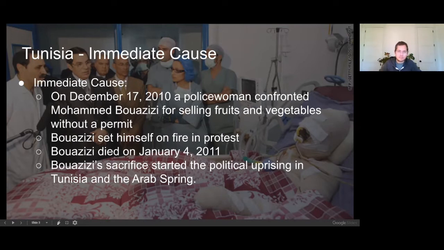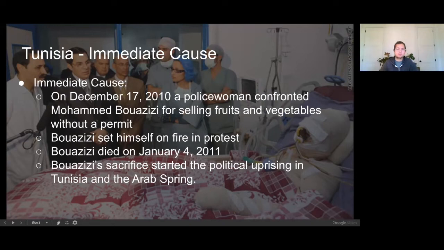The government is terrible, high unemployment. I'm just trying to make a living, provide for my family. I'm selling fruits and vegetables. I'm not doing something terribly illegal. Sure, I don't have a permit, but I'm just trying to make ends meet. So he was confronted by the policewoman, and he couldn't sell those fruits and vegetables and make a living. So he actually went and set himself on fire in protest.